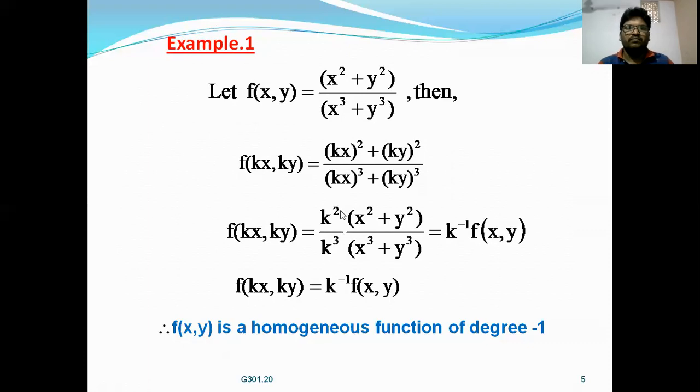After cancellation of these k terms, you get k in the denominator. You take it to the numerator. So this will be k to the power of minus 1 into f of x comma y. So this function can be written as f of kx comma ky is equal to k to the power of n into f of x comma y. This form is known as a homogeneous function. Here k to the power of minus 1 means this minus 1 is the degree of the homogeneous function. This is a homogeneous function of degree minus 1. I hope you have understood.